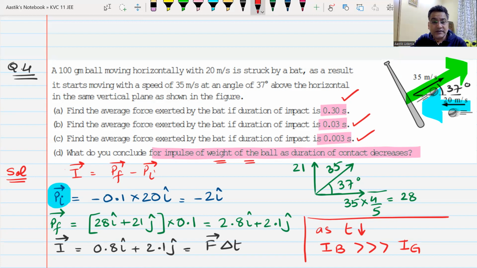I'll give you 2 minutes to note it down. Once you have noted it down, please let me know. Has anyone understood this? Note it down, please. Thanks for the correction: the initial momentum was minus 2i, so when you subtract it, just add it. It is 4.8i plus 2.8j. Okay. Have you noted it down? Shall we move ahead?